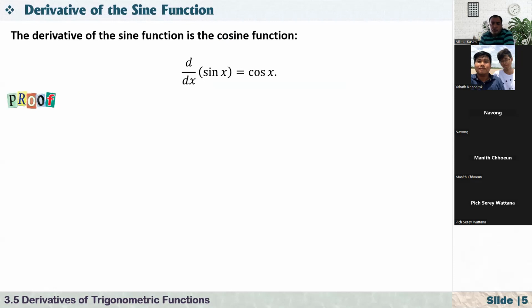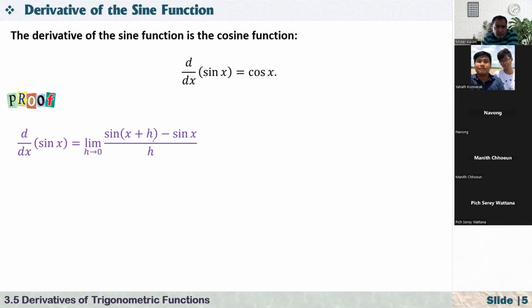Now, again, we are just going to use the definition. The definition is the limit of f of x plus h minus f of x over h. Here our function is the sine function, so the derivative of sine x means we have to evaluate this limit: the limit as h approaches 0 of sine of x plus h minus sine of x over h.